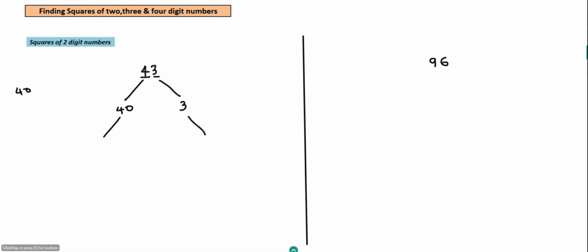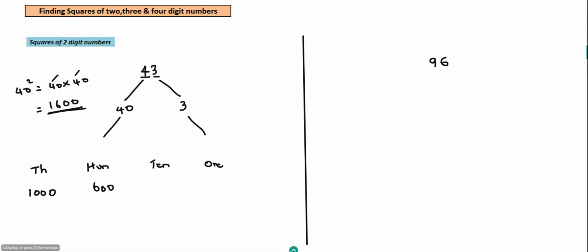That is 40 square, which means it is equal to 40 times 40. And this is so easy. We just have to multiply the leftmost numbers. 4 times 4 is 16, and then add the two zeros. So it's going to be 1600. But I'm not going to write it down as it is. I'm going to write it in place values: thousands, then hundreds, then tens, and then ones. So I will write the 1600 as 1000 under the thousands column, and then the remaining 600 into the hundreds column. So we are done with finding the square of 40.